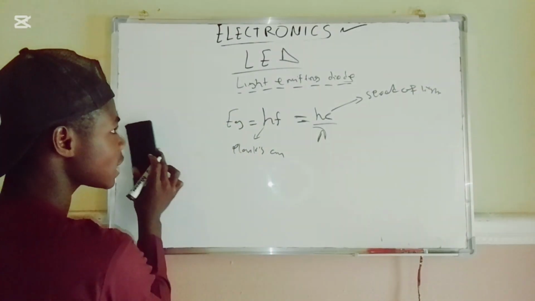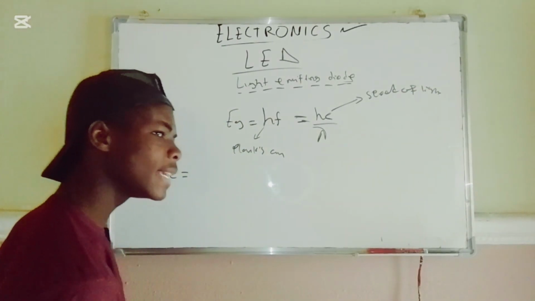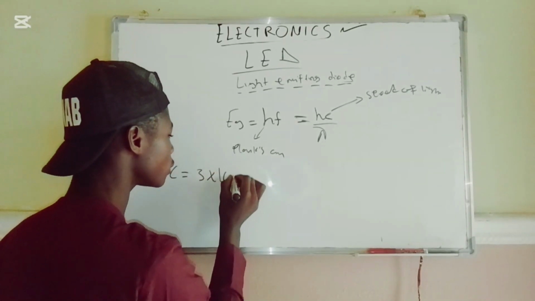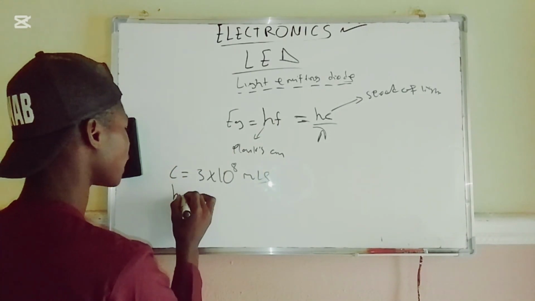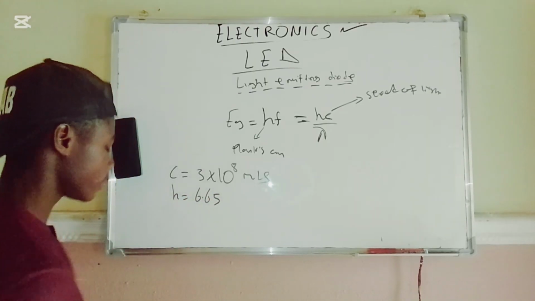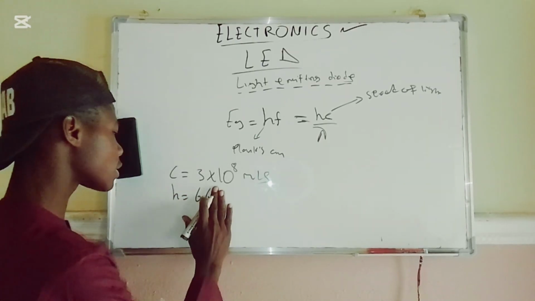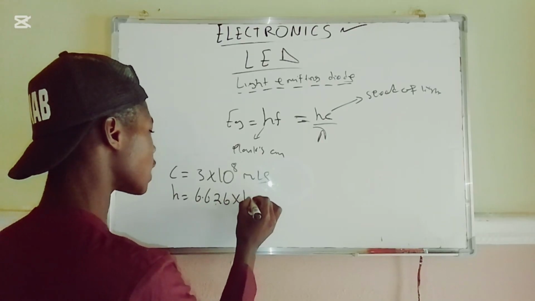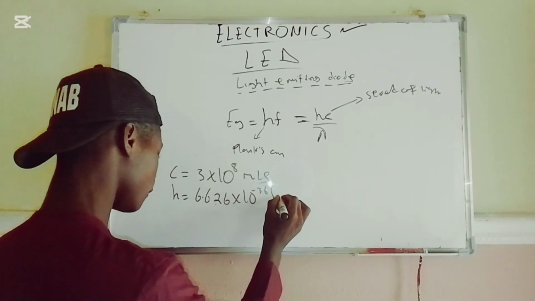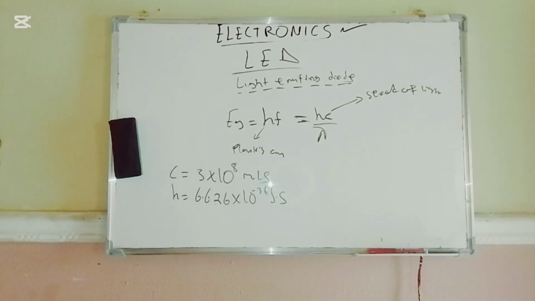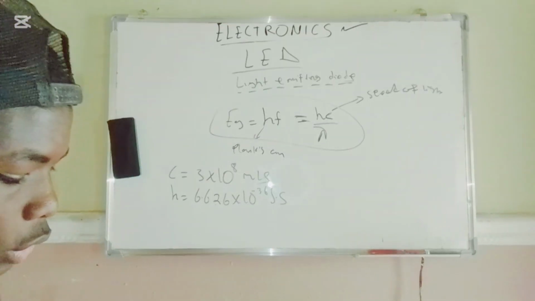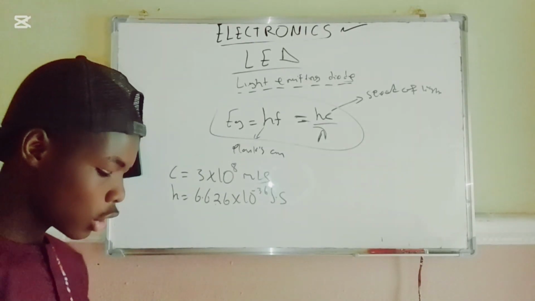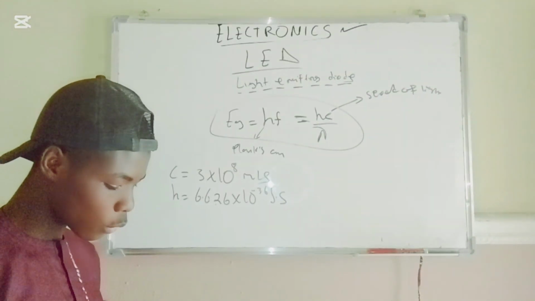So what is the value of the speed of light? As we all know, it is 3 times 10 to the power of 8 meters per second. What of Planck's constant? I think 6.65. Okay, 6.626 times 10 to the negative 34 joule second. So this is the relation on light emitting diodes.